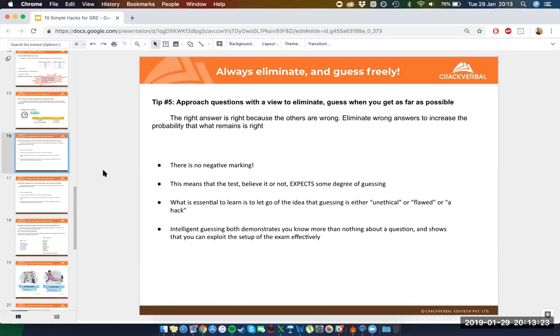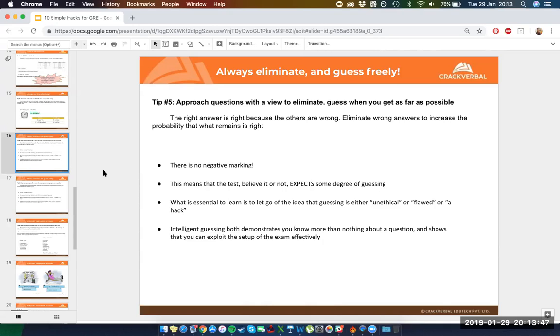If you eliminate down to 2 options and you pick one of the 2, you've given yourself a 50% chance. If you know how to answer 50% of the questions correctly, and you give yourself a 50% chance the other times, you are on track to score a fantastic score of about 161, maybe even 162 in the verbal section. So keep that in mind when you approach the verbal section, right?